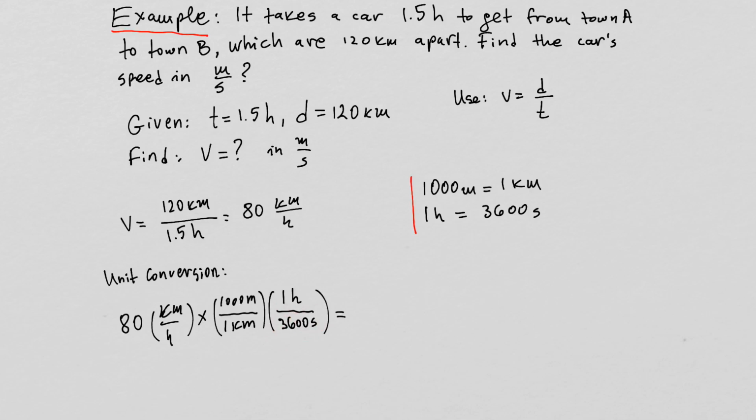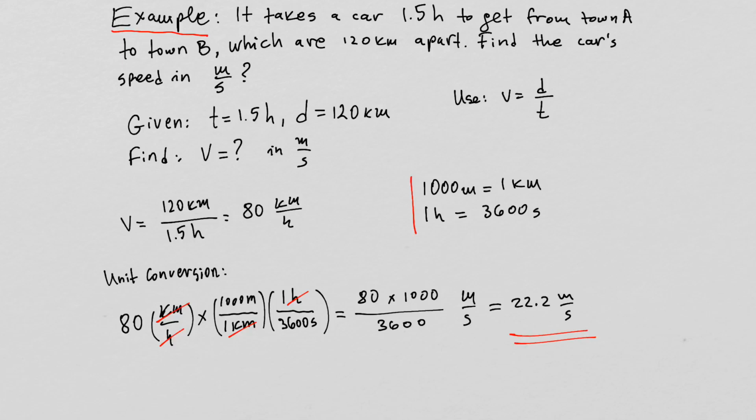So now I can cancel the units of kilometers here and here, and the units of hours here and here. And what I have left is 80 times 1,000 divided by 3,600. And the units that this quantity will have will be what's left from the conversion, so meters divided by seconds. So meters per second. And so when you calculate this, you are going to get 22.2 meters per second, and that is the answer.